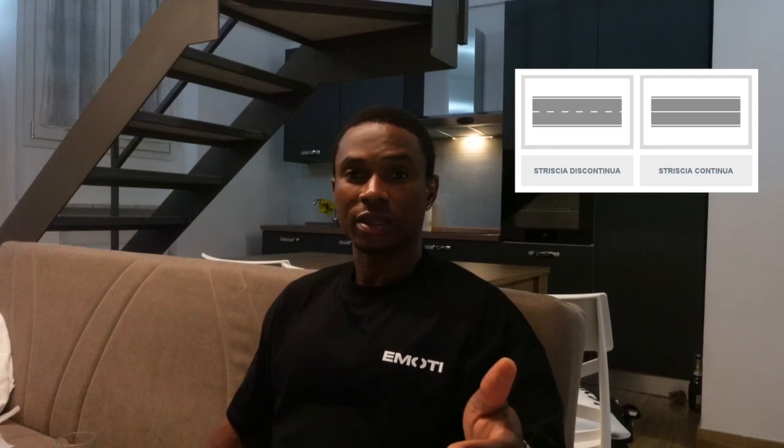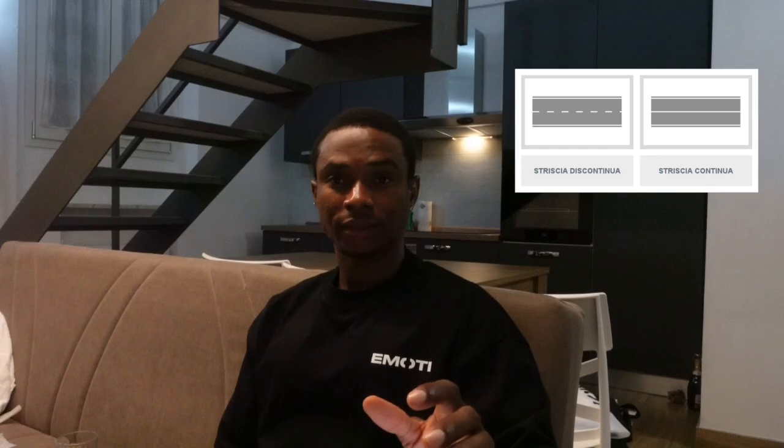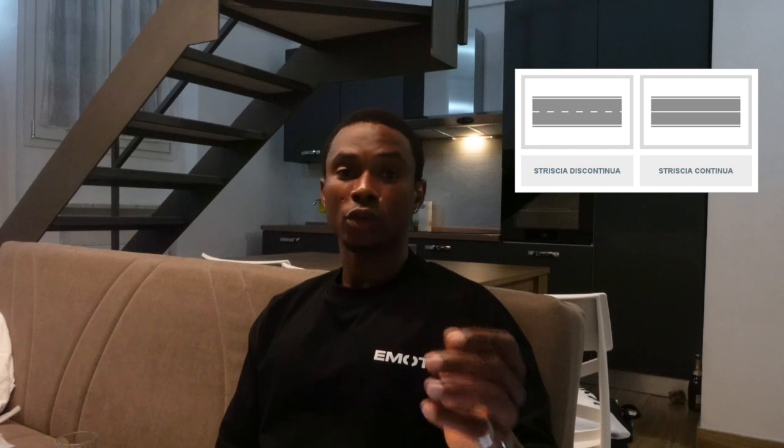We have two lines on the road. We have continua and discontinua. These two right here that you can see on the screen, those are what divide the corsia. The discontinua one, which is the tratteggiata one, broken into pieces, gives you the opportunity to overtake a vehicle and cross over it. If you come across this line where you are driving, you can cross over the line. While the continua line, which is the straight one, the solid line, you can't cross over it. Don't get me wrong, you can also overtake a motorcycle, but without crossing over the line.